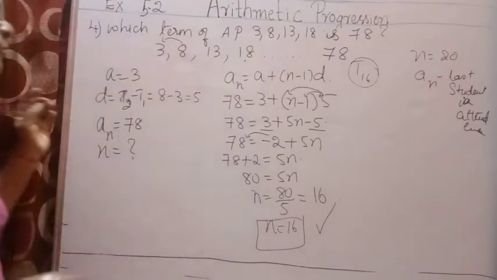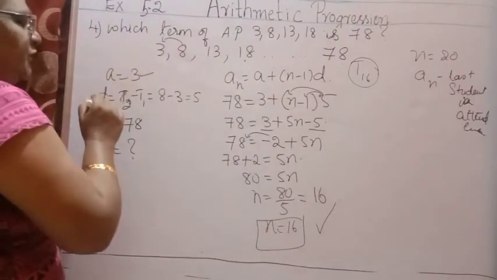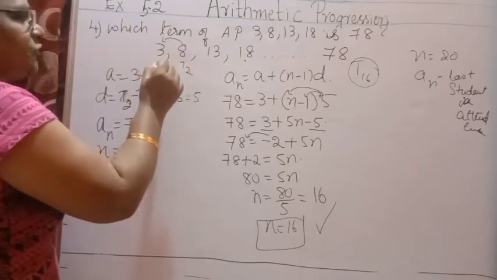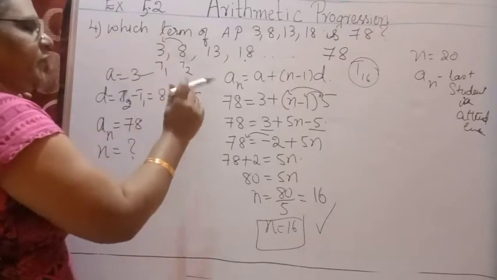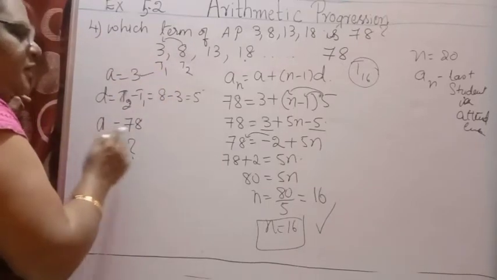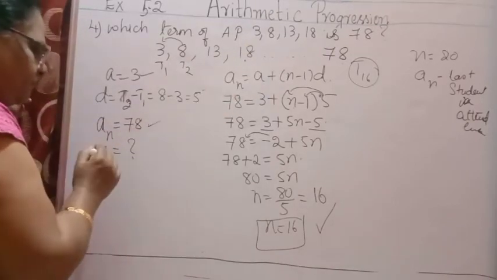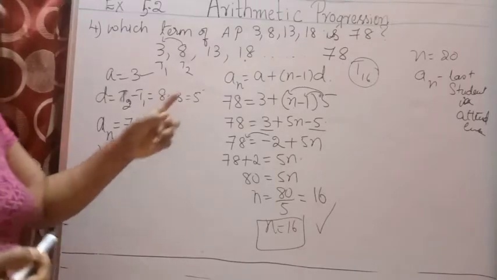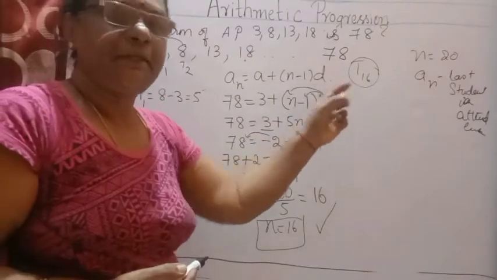So, in this problem, value of A is 3. Is it not? Difference D is equal to second term minus first term. 8 minus 3 will give you 5. And the last term, last student, 78 is given, write down. How many students are there? We don't know. Put it as n. Okay, so put the formula an is equal to a plus n minus 1 into d.